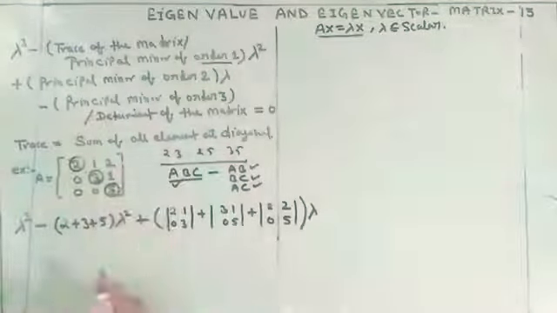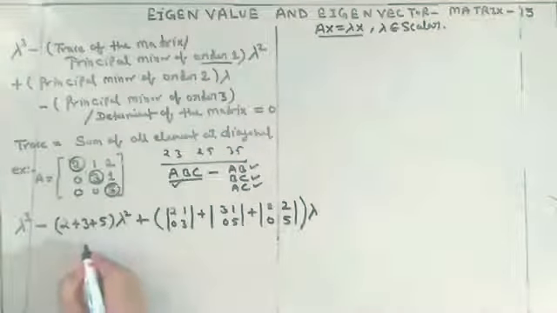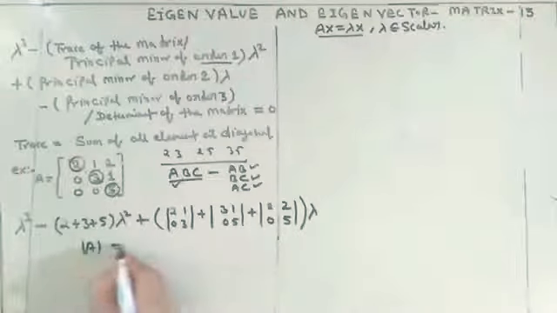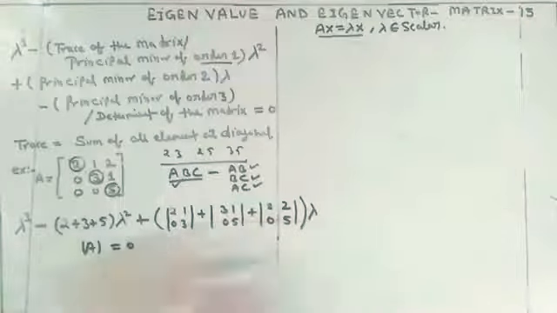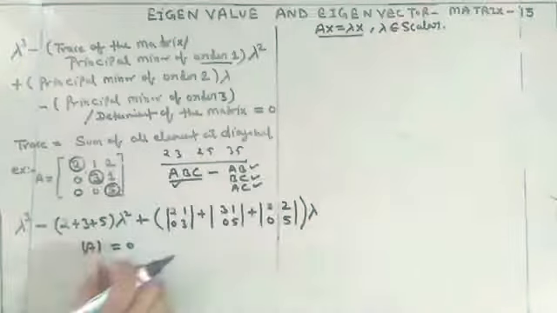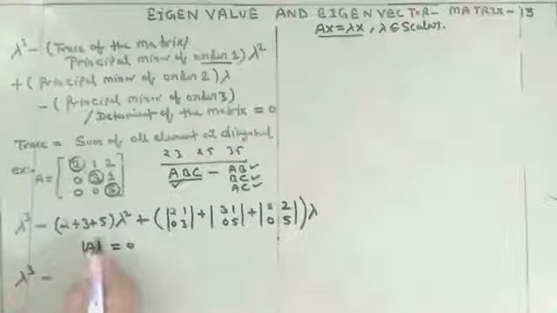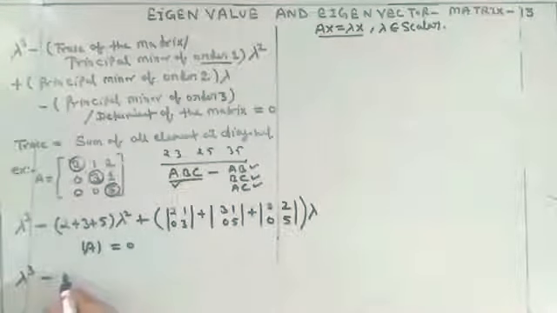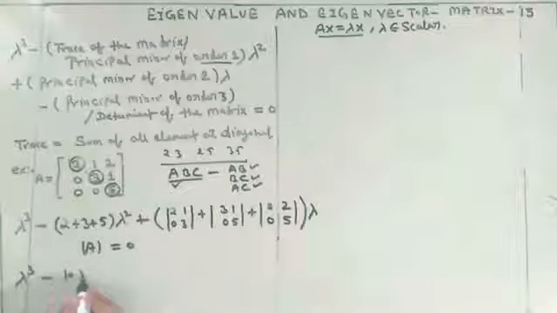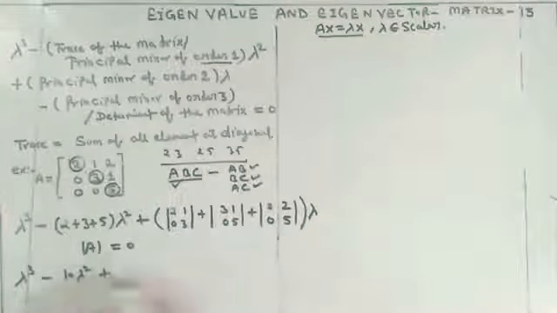So we have taken the determinant of the matrix. So at last, the determinant of the matrix is equal to 0. This whole one is the polynomial. Okay, so now solve it. Lambda cube minus 10 lambda square plus, solve it.